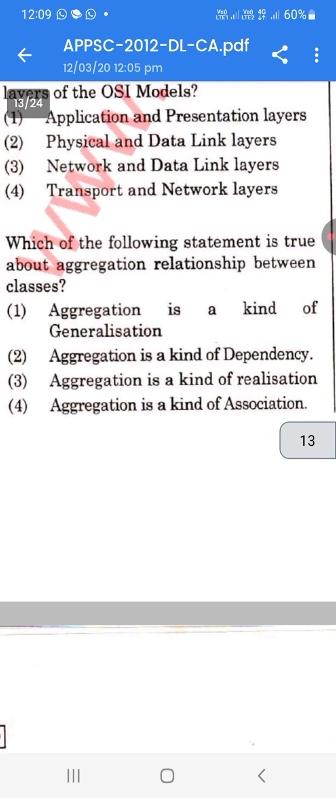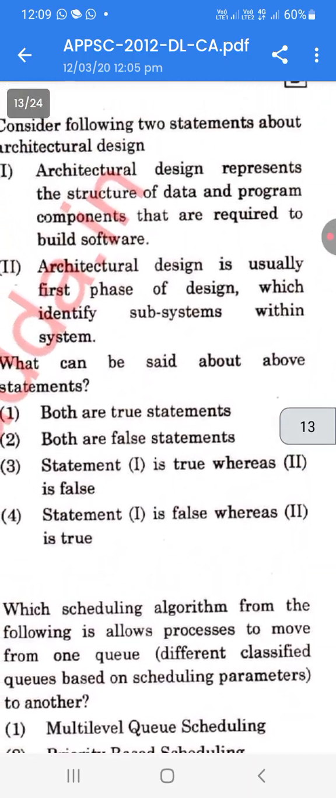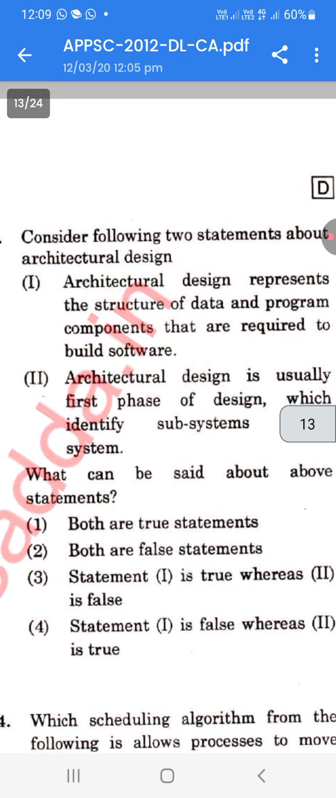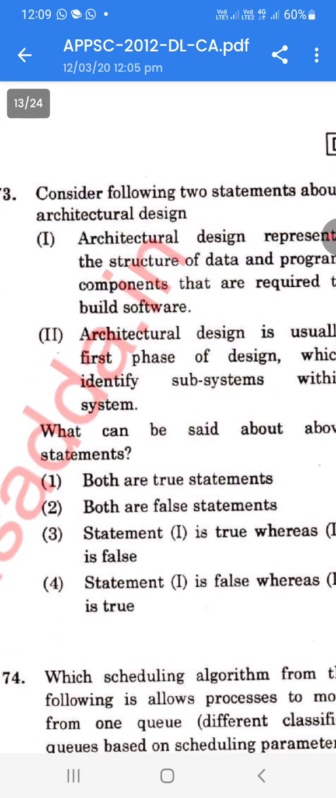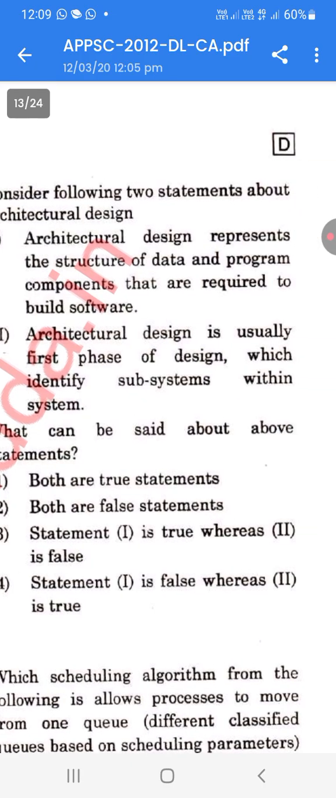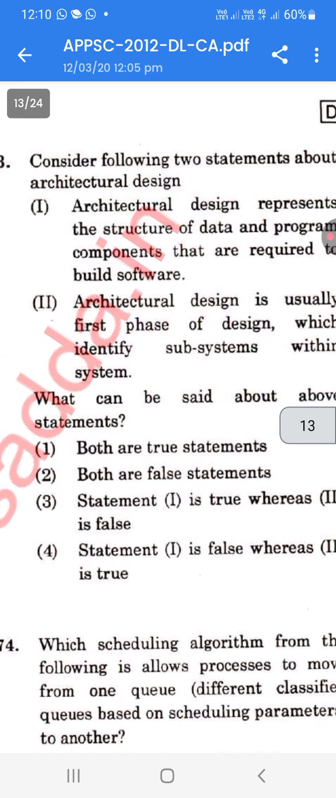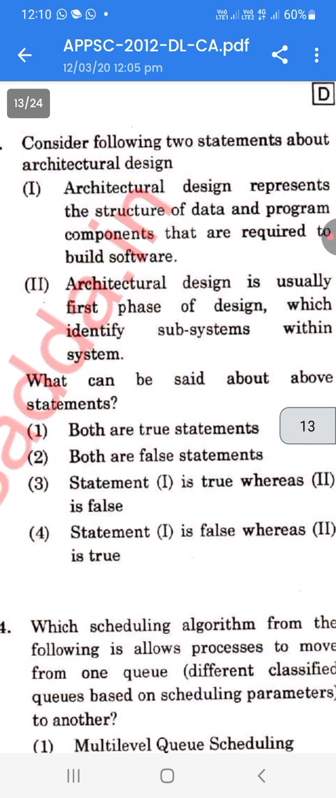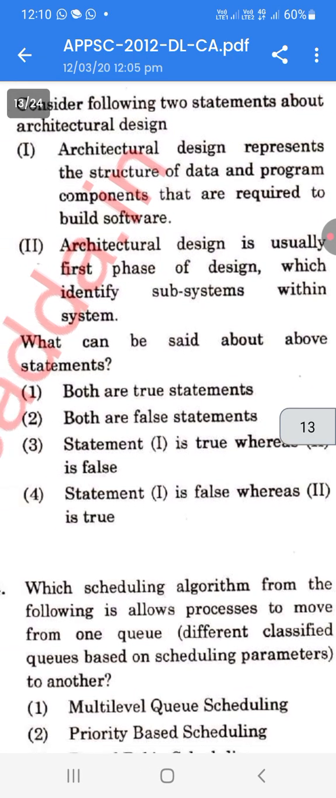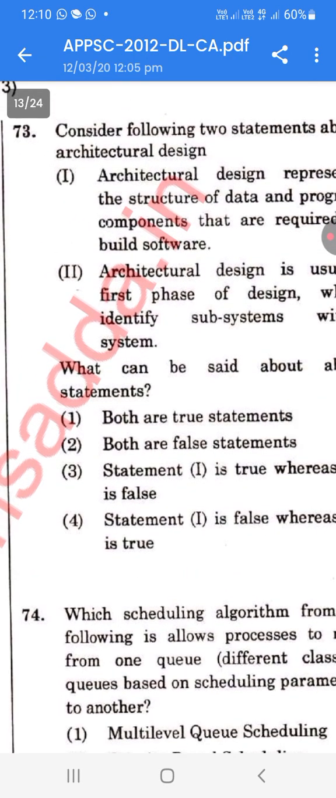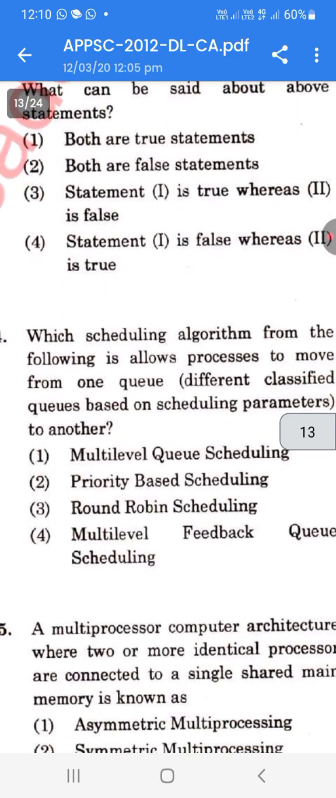Which of the following statements is true about aggregation relationship between classes? 72. Fourth one, aggregation is a kind of association. 73. Consider the following true statements about architectural design. Architectural design represents the structure of data and program components that are required to build software. Architectural design is usually the first phase of design, which identifies subsystems within the system. What can be said about above statements? 73. First one, both are true statements.